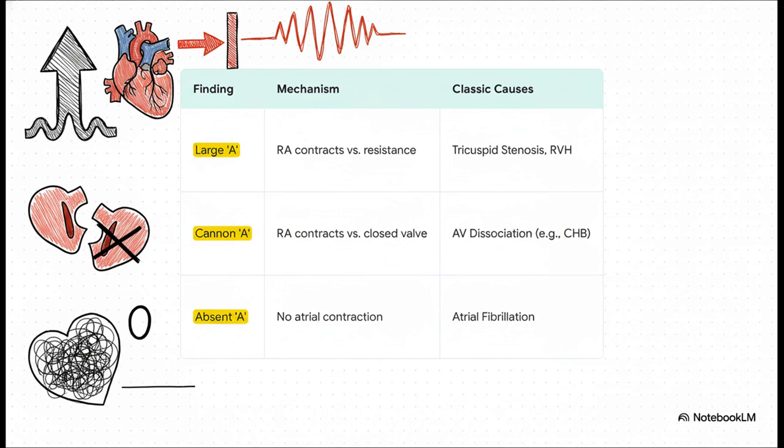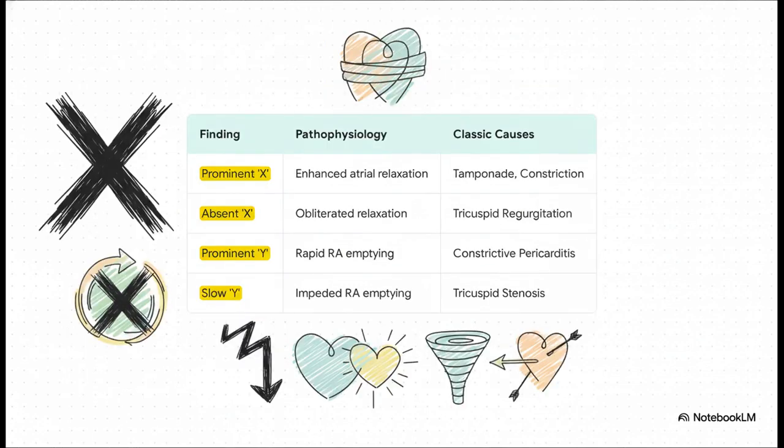Now that's different from a cannon A wave. That's a giant, sometimes random wave that happens when the atrium contracts at the exact same time as the ventricle, smack into a closed tricuspid valve. You see that in conditions where the atria and ventricles are out of sync, like VTAC or complete heart block. And of course, if you have atrial fibrillation, there's no coordinated atrial squeeze at all, so the A wave just disappears. The dips, or descents, are just as telling.